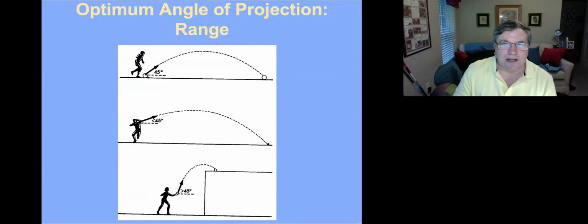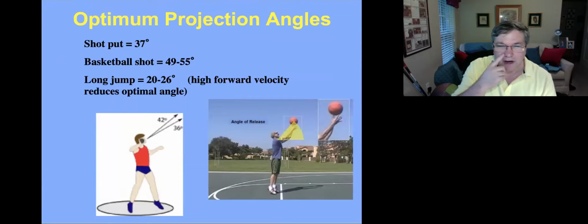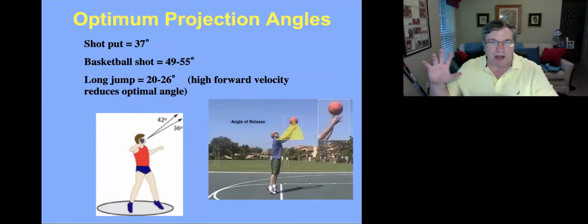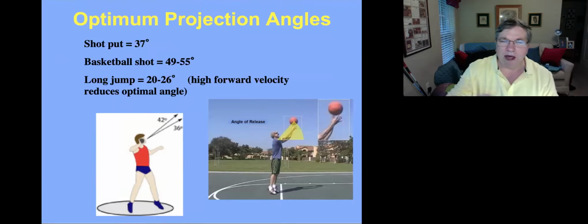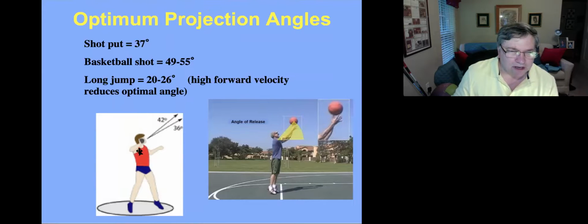So projection angle to maximize range and accuracy can be altered. As we mentioned with the shot put, you have a projection angle that's above 0, and you're also moving forward a little bit. That flattens that optimal angle to about 37 degrees. This is not very good technique. His shoulder should be roughly parallel with that optimal angle. For a basketball shot, this release isn't bad. Doesn't completely look like Seth Curry, but pretty good. So this looks like it's in that 49 to 55 degree range.